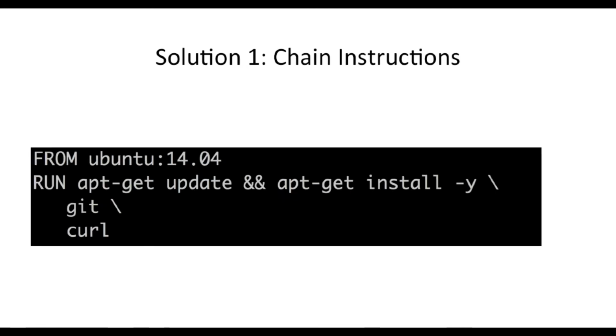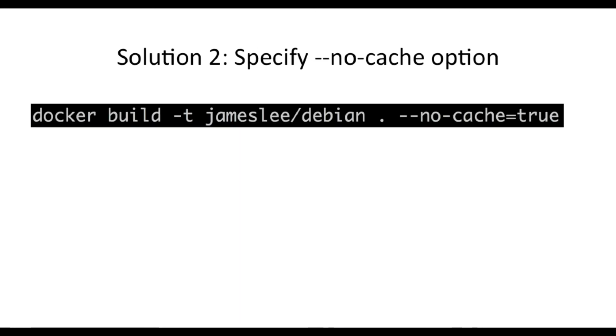The solution is to chain the apt-get update and apt-get install commands as a single instruction, so that whenever the apt-get install command is modified, the whole instruction will rerun to ensure you get the latest version of the package. You can also tell Docker to invalidate the cache by using the no-cache flag when issuing the docker build command.